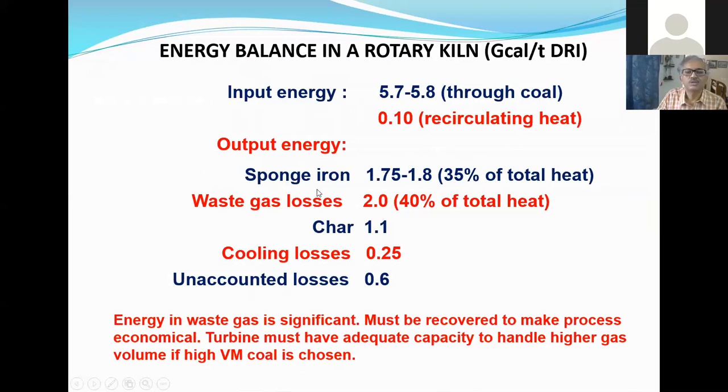And the waste gas loss is around 2 gigacalorie per ton of DRI, that is around 40% of the total heat going away as waste gas. So unless you utilize it, this process is not at all economic.